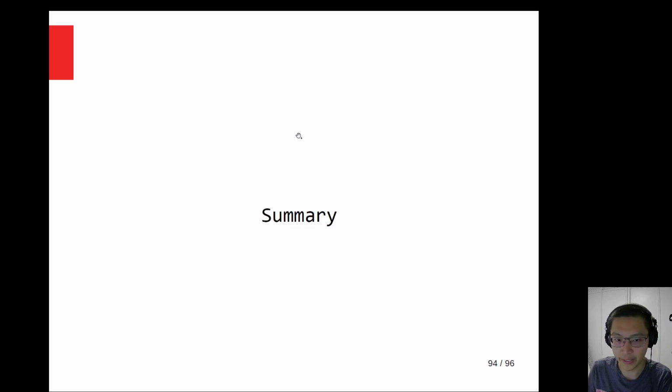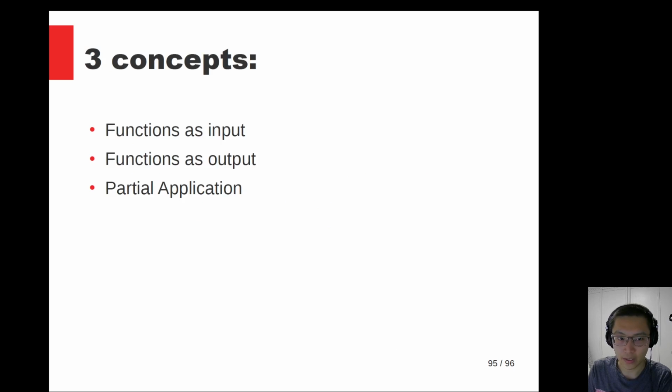And so, summary. We explored three concepts: functions as inputs, functions as outputs, and partial application. And also the implication that once you allow functions as inputs and functions as outputs, you open the Pandora's box, and you start getting all the SKIs and all the complicated things that also come attached with it. And it helps give you some appreciation of the language design.